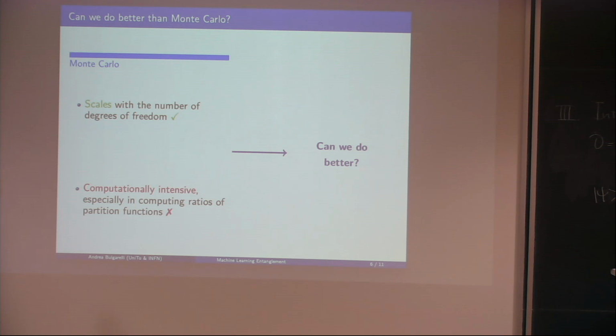But the drawback is that Monte Carlo itself is computationally intensive. The coefficient in front of this polynomial scaling might be too large to obtain reliable results, especially for ratios of partition functions, which is what we need to compute for entanglement measures. It's not a quantity that you can measure so easily with Monte Carlo simulation. So the question is now if we can do better.